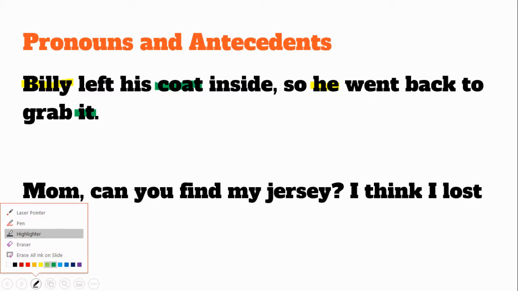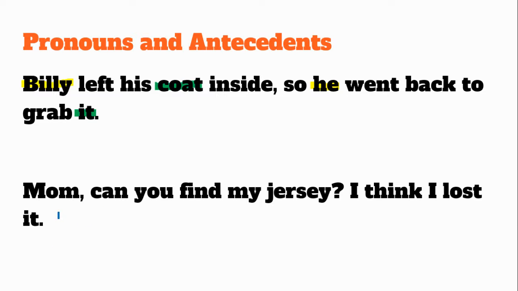Let's look at this other example together as well. "Mom, can you find my jersey? I think I lost it." Here we have mom, which is then later substituted with you. You refers to mom. Mom is the antecedent of you. Then, later in the sentence, we have my jersey. "You find my jersey. I think I lost it." It is referring to the jersey. It is the pronoun replacing the antecedent of jersey.